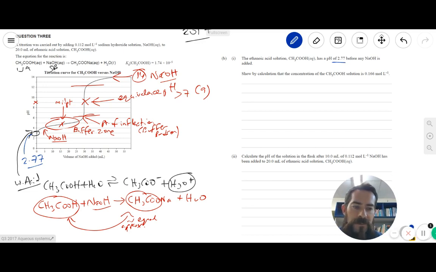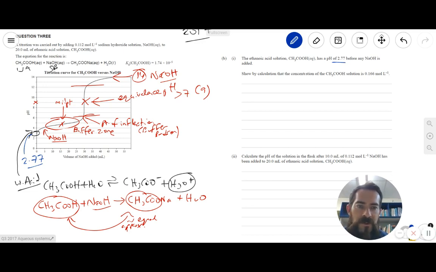And then what we want to do is show by calculation that the concentration of ethanoic acid at this point is that value right there. So the key thing is to understand the chemistry that's taking place, and that's a bit of an understatement. But we only have ethanoic acid present in our beaker. So the reaction which is accounting for this pH has to be the equilibrium that the ethanoic acid establishes as it reacts with water. So we've written this already.